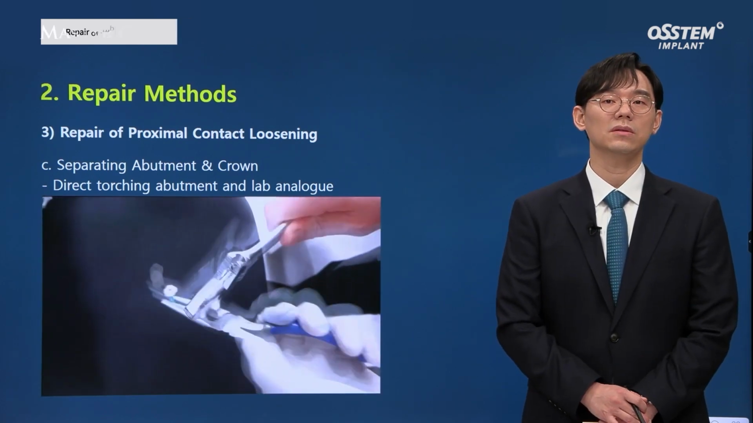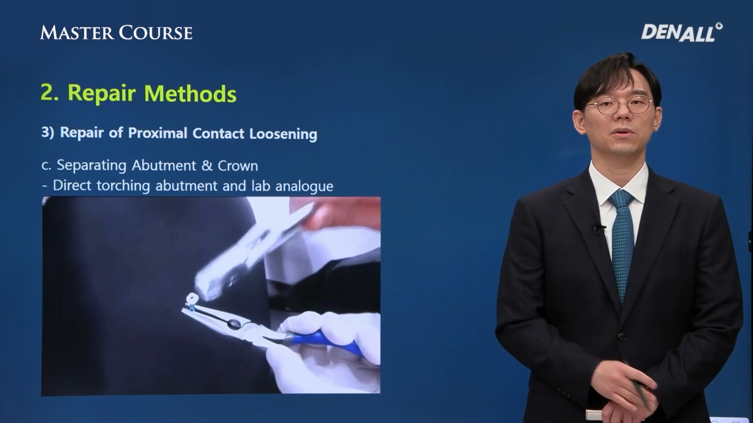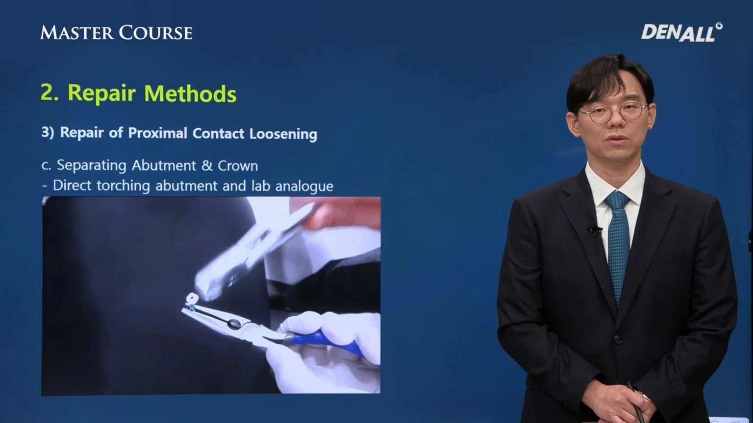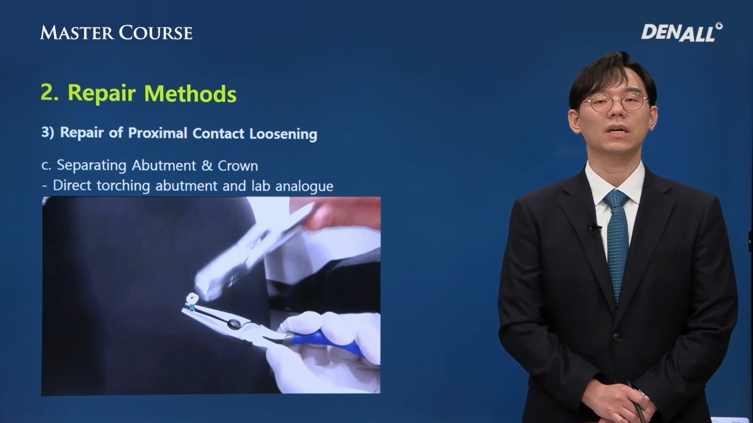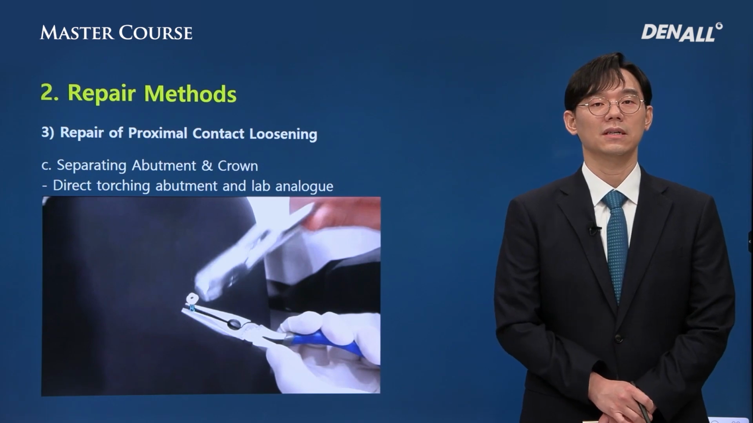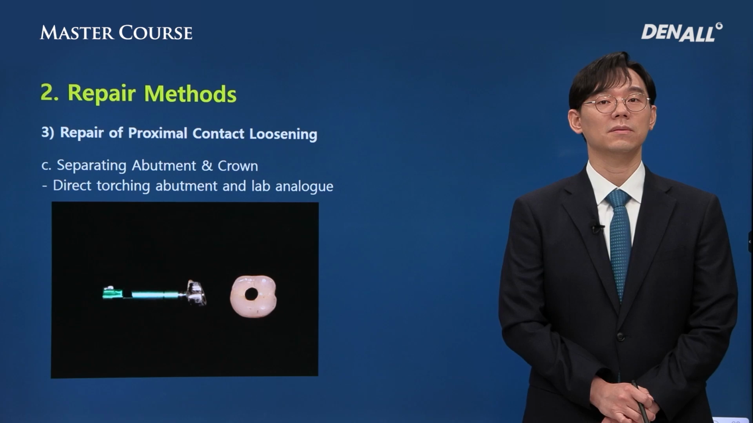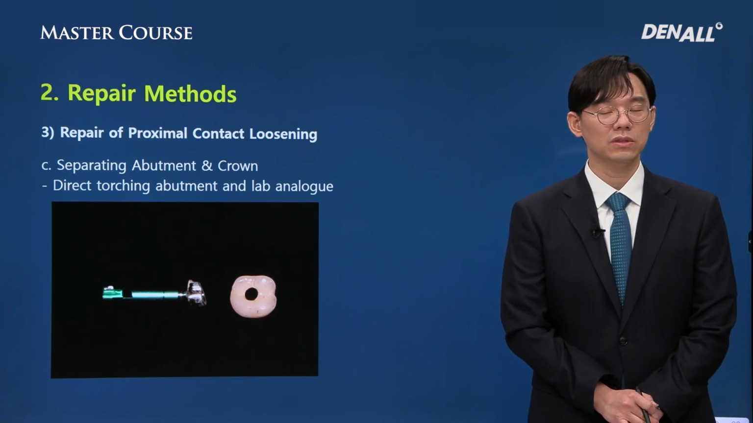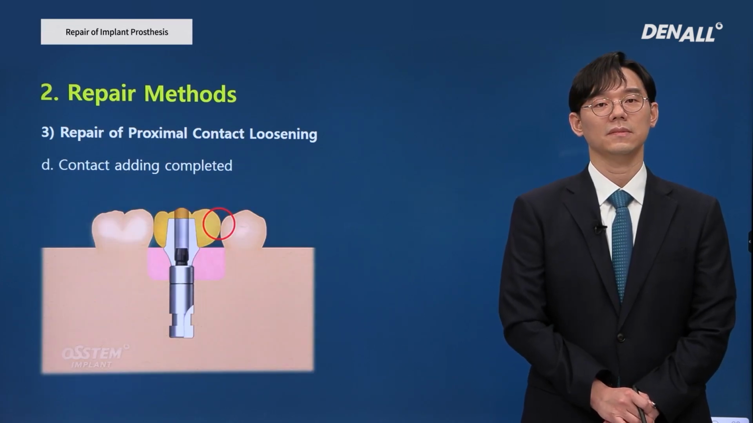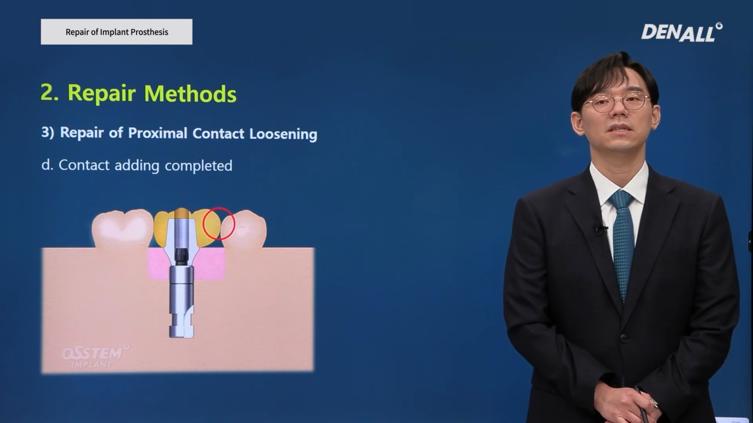After heating, you apply shock to the pliers so that force can be indirectly transferred and the abutment and crown can be separated. If it does not really work, you can do torching once again and repeat the same routine to detach the abutment from the crown. As mentioned, the abutment and crown have been separated. After that, conventional contact adding can be performed.